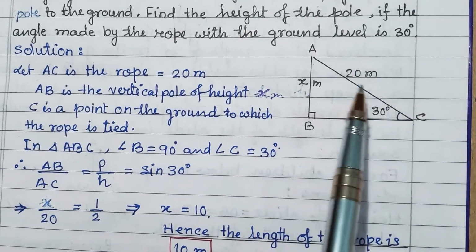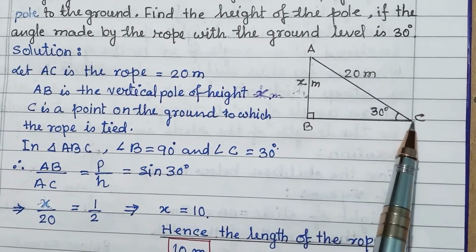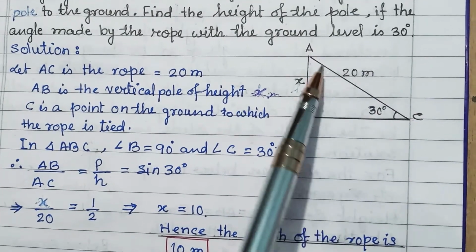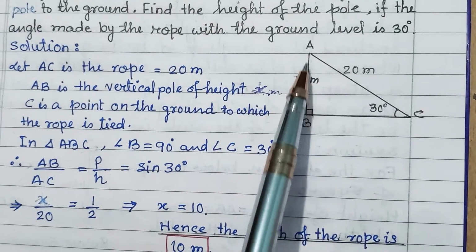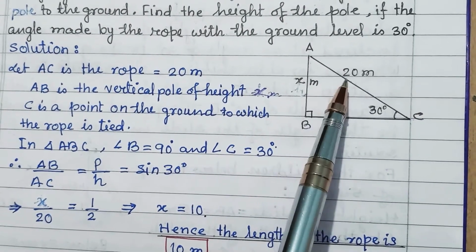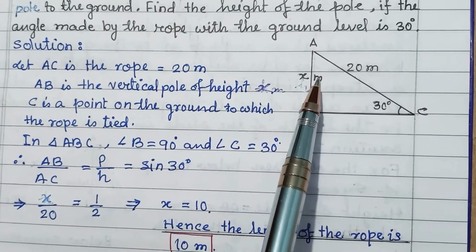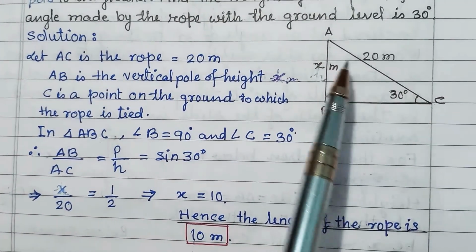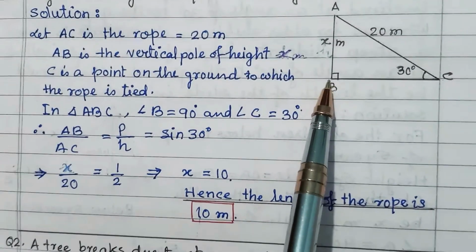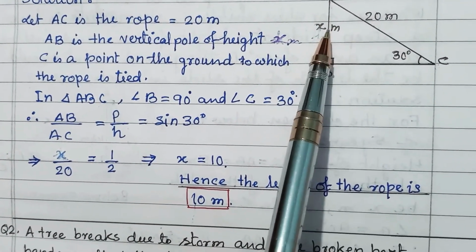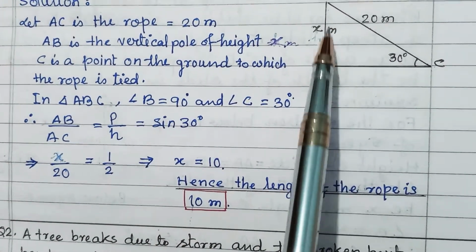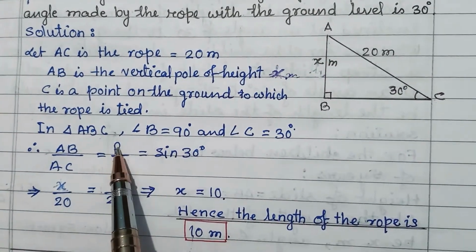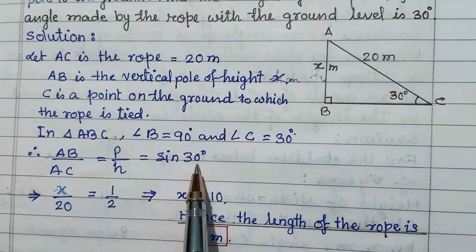Why have I taken AB upon AC, not AB upon BC? Because we have to take two sides, one whose value is given and another one which is asked. Between these two we have to make the relation. Again I am repeating, one side we take whose value is given and another whose value we have to find out. So AB upon AC is perpendicular upon hypotenuse, equal to sine 30 degrees.